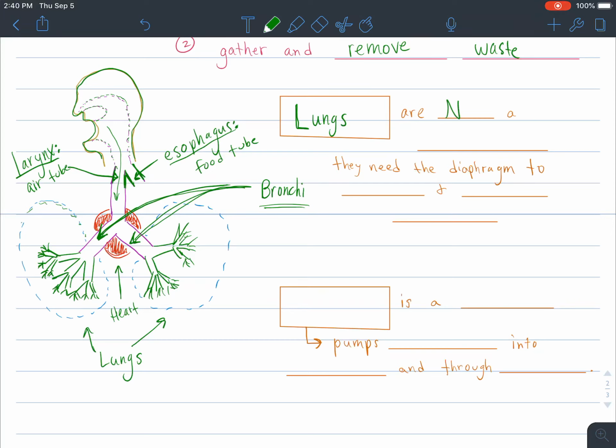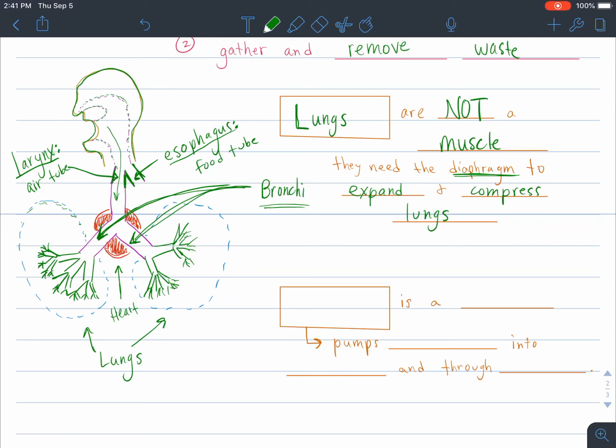Lungs are not a muscle. Now this is important because our lungs can't expand and contract on their own. If they're a muscle, maybe they could, but they're not a muscle, so they can't. They need this thing here. It's a weird word called our diaphragm. It's a muscle that sits below our lungs, and they need the diaphragm to expand and compress the lungs. So our lungs can't do it on their own.